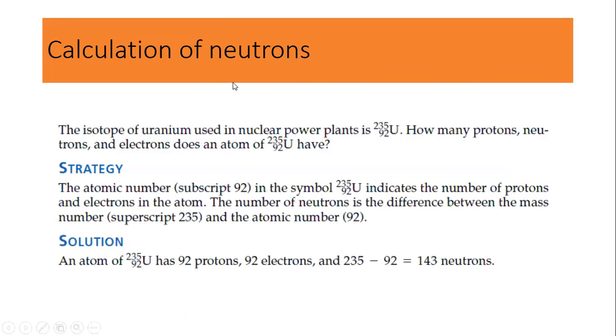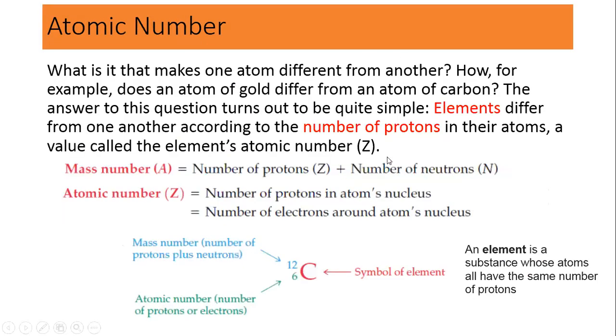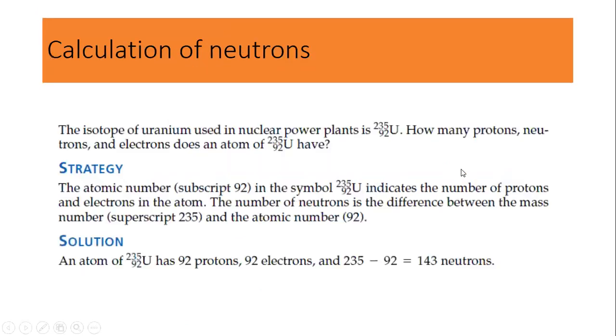Next, how can you calculate the number of neutrons? You can use the same equation. The number of protons goes to the left-hand side and becomes minus. So mass number minus number of protons is the number of neutrons. Here is the example. Let's suppose an isotope of uranium is this: U is the symbol for uranium, 92 is the atomic number, and 235 is the mass number.